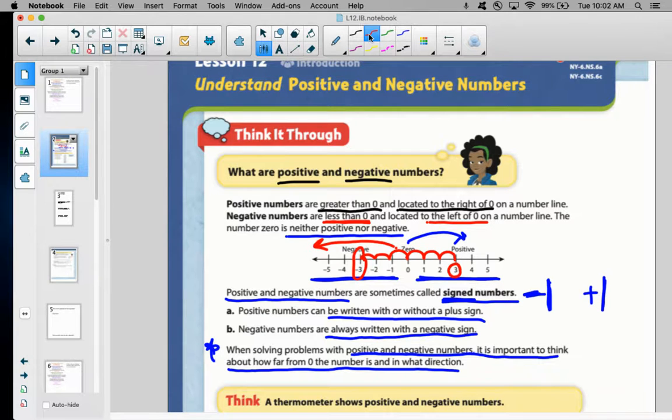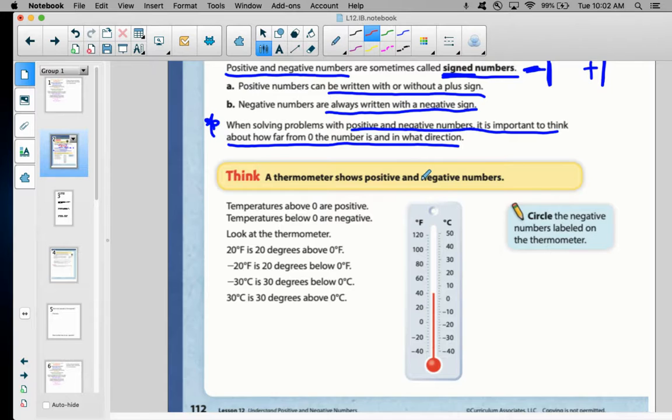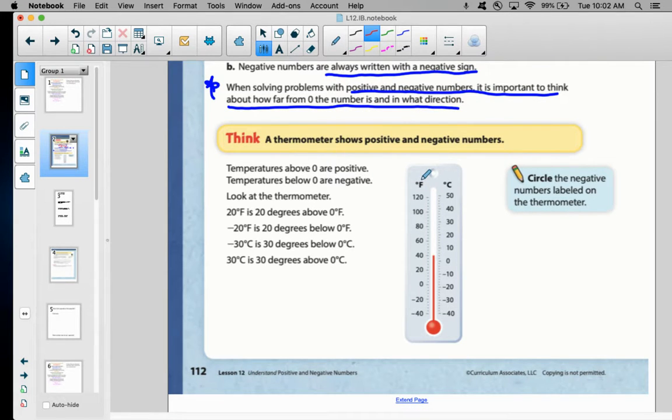Now we're actually going to see some situations where negative numbers exist. So temperatures is a very common topic that deals with positive and negative numbers. So temperatures that are above 0, here's our 0, are positive. Temperatures below 0 are negative. So let's look at this thermometer, and we're going to circle the numbers that are negative. So that means the -10, -20, -30, -40, and then on the Fahrenheit side, -20 and -40.